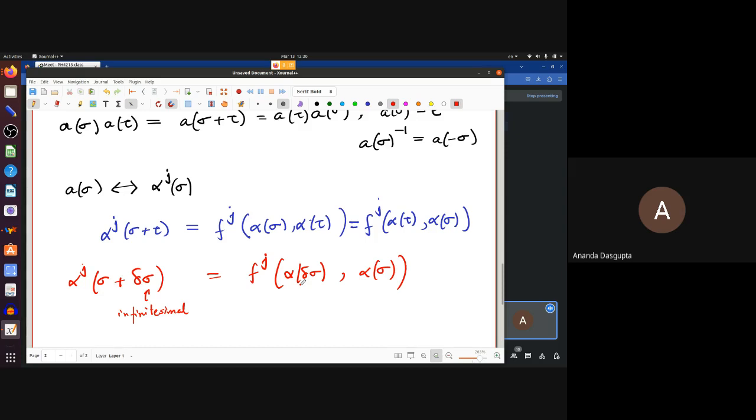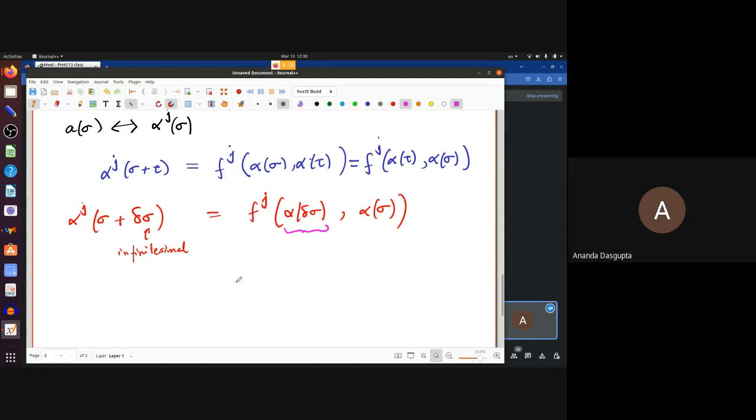Therefore, what can you say about the size of alpha delta sigma? Remember, if delta sigma is 0, you are putting 0, you should get alpha of 0, which is of course 0, right? So when you put in alpha of delta sigma, what do you expect? It should be close to zero. Sorry, it should be close to a bunch of zeros, right? So this is a very small bunch of parameters.